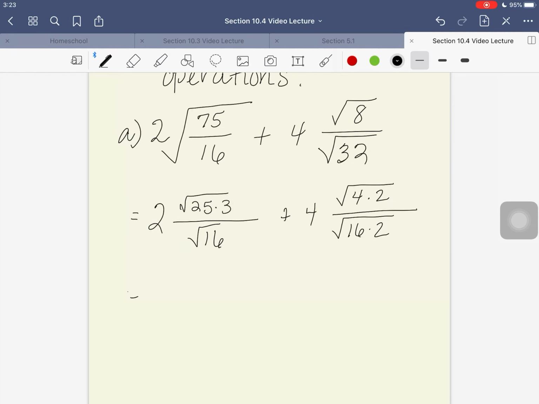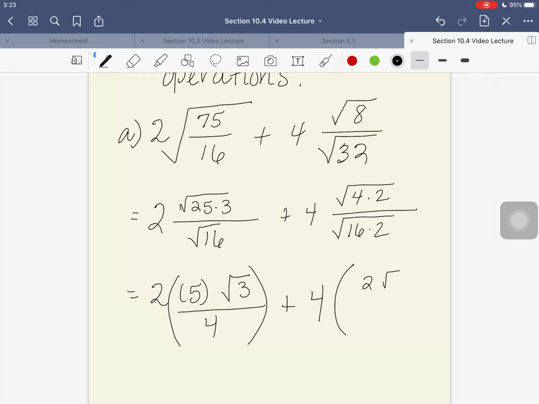All right, so now I have 2 times 5 square root of 3 over 4. So it's 2 times that term there. And then 4 times 2 square root of 2 over 4 square root of 2.